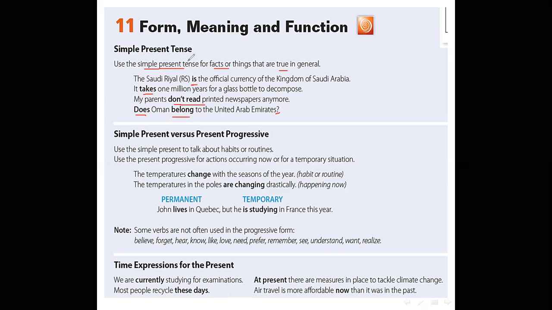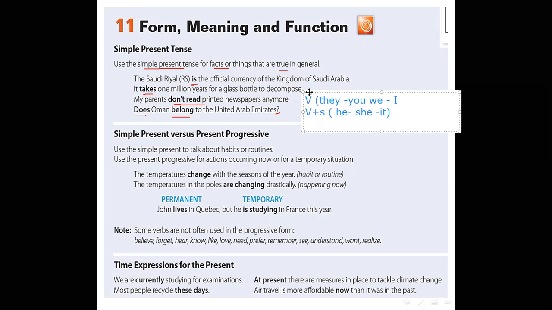Now, who can tell me the form of the simple present? Excellent. The form of the simple present is the verb in the base form for the plural subject, they, you, or we, or I. Or verb plus s for singular subject like he, she, or it.